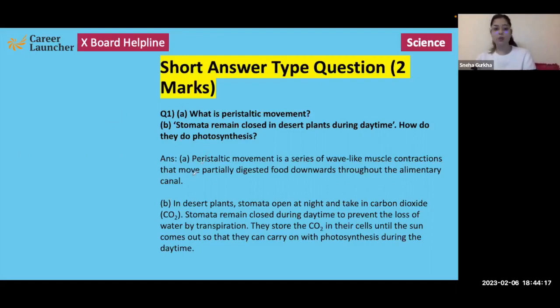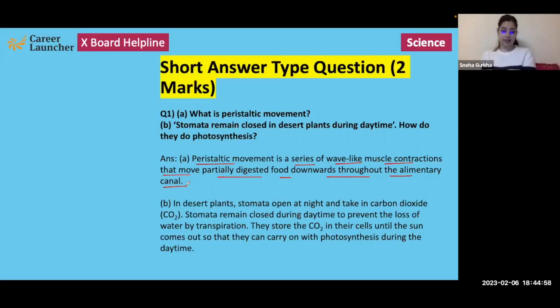So we can answer this question by saying that peristaltic movement is a series of wave-like muscle contractions that move partially digested food downward through the alimentary canal, right? They help in the steady flow or smooth movement, so that the food does not get stuck at any specific part of the canal. It has a smooth route. So basically, these are wave-like contractions that help in the movement of partially digested food through the alimentary canal, right?